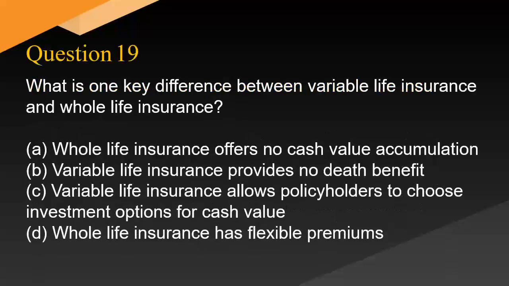What is one key difference between variable life insurance and whole life insurance? A. Whole life insurance offers no cash value accumulation. B. Variable life insurance provides no death benefit. C. Variable life insurance allows policyholders to choose investment options for cash value. D. Whole life insurance has flexible premiums.